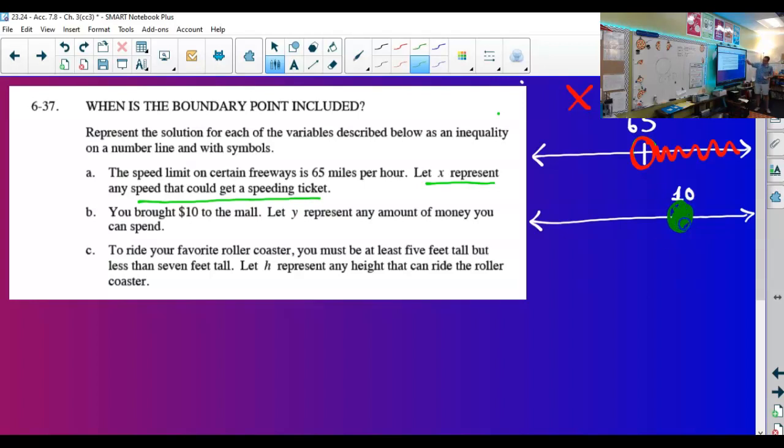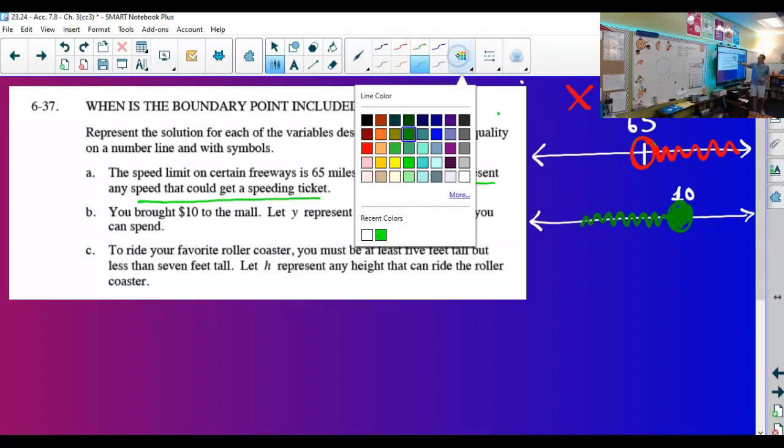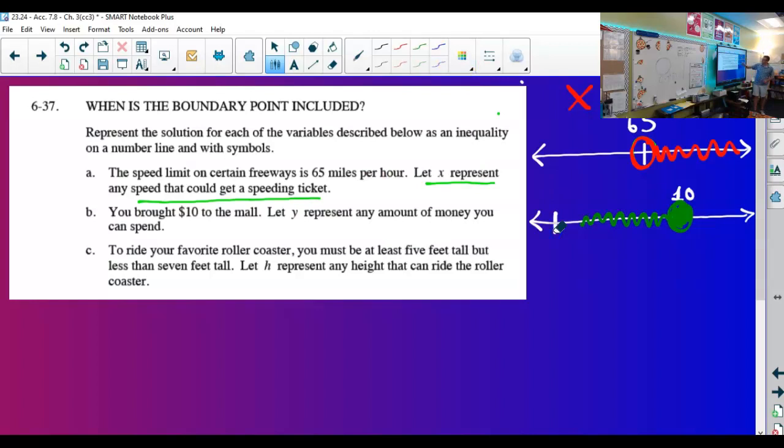Then which direction are we gonna shade? To the left. Now, are we gonna go on forever? No. Stop it. Stop at 0. We have to stop at 0. Now, could you spend $0? Yes. So we also shade that point.